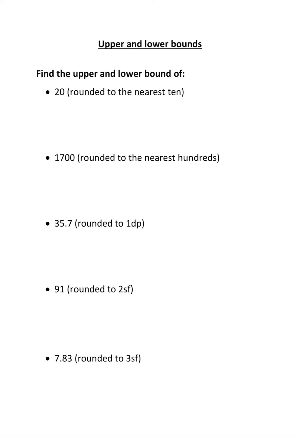To get the upper and lower bound when it's rounded to the nearest 10, you've got to add 5 and take 5 to the number. So that means that my upper bound will be 20 plus 5, which is 25, and my lower bound will be 20 minus 5, which is 15.